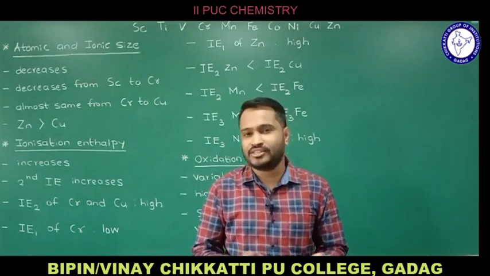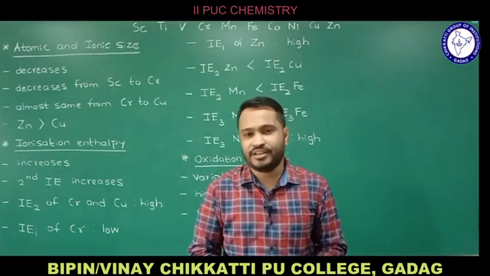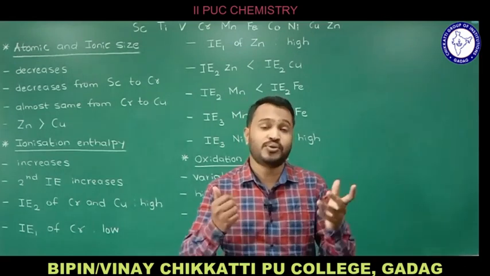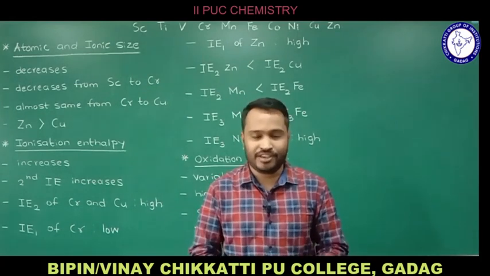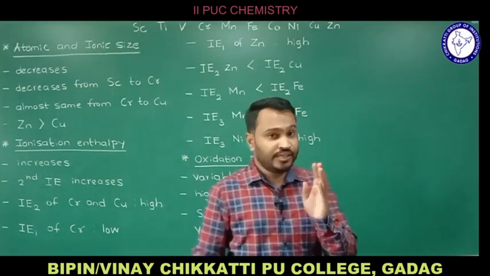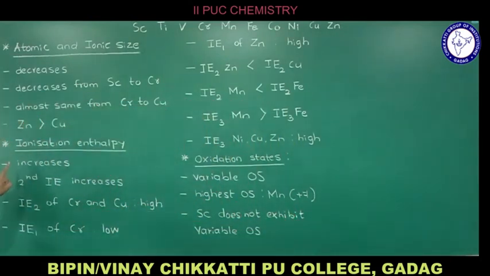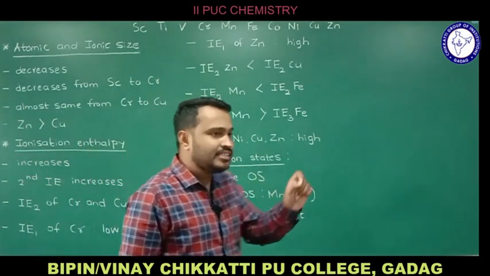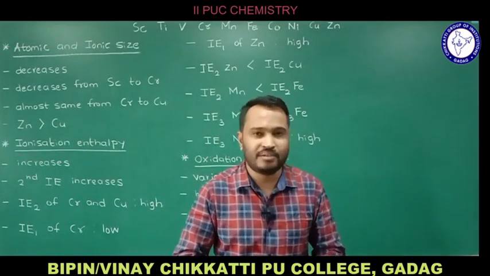enthalpy, or ionization potential. The minimum amount of energy required to remove a valence electron from an isolated gaseous atom we call ionization enthalpy, or ionization energy you can say. So in the case of 3d series transition elements, ionization enthalpy increases. Try to know that ionization enthalpy increases in the 3d series. Why does the ionization enthalpy increase?